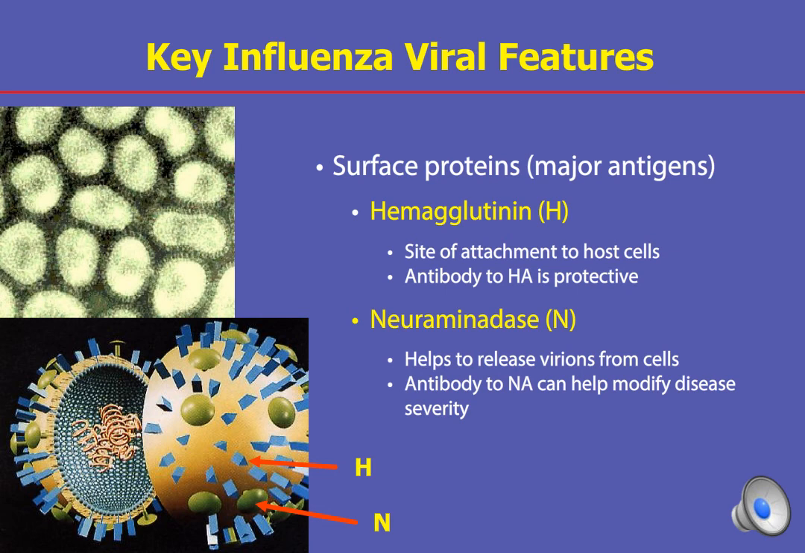I just want to talk a little bit about the key influenza viral features in order to be able to understand the terminology that you use. You need to just understand that when we talk about influenza strains, we talk about two surface proteins or major antigens on the surface of the virus. There's the hemagglutinin, or the H antigen, which is the site of attachment to host cells, and antibody to hemagglutinin is protective, and neuraminidase, which is abbreviated as N. It helps to release virions from the cells.